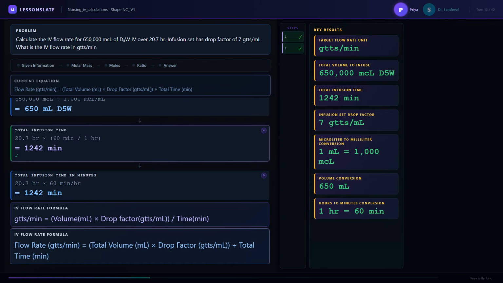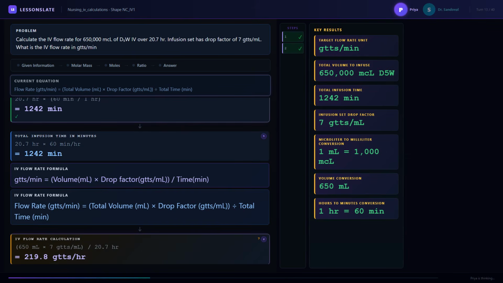Okay, so I'll do 650 milliliters multiplied by 7 drops per milliliter divided by 20.7 hours. So that's 4550 divided by 20.7, which gives me approximately 219.8. Is that what we're looking for?